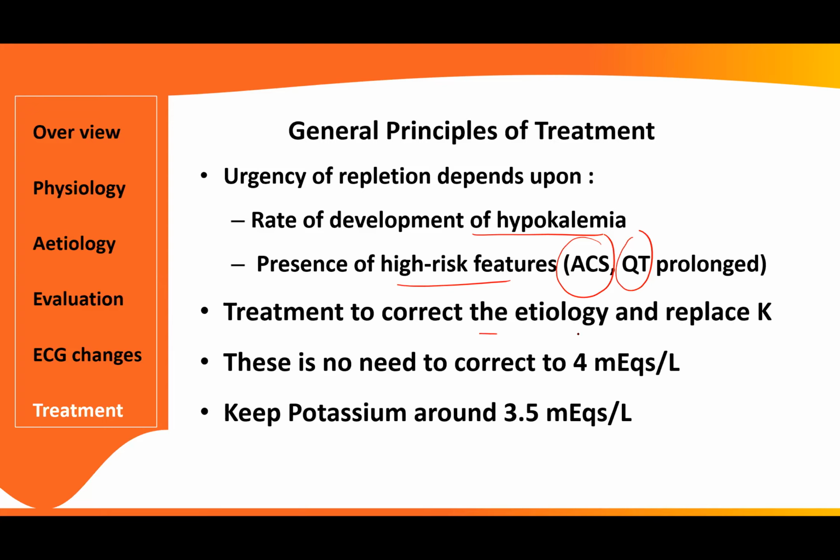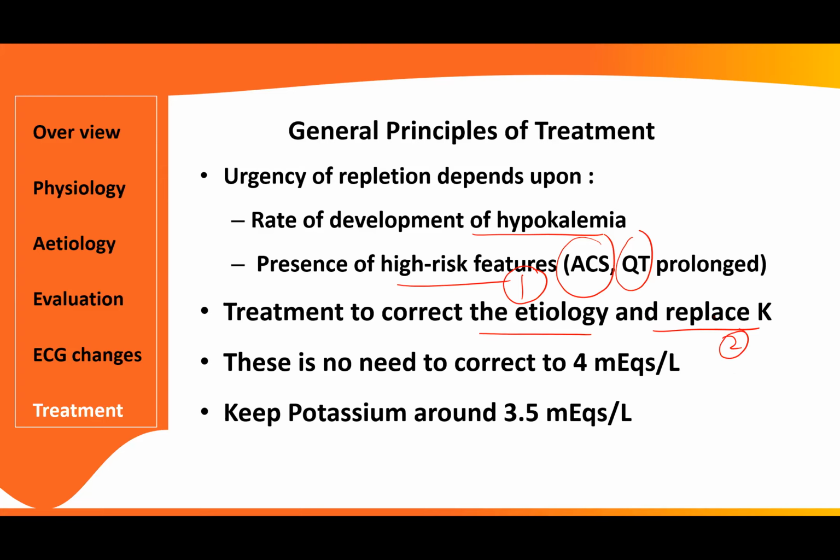Treatment is to correct the etiology and replace. Number one, what is the etiology? Laxative abuse, stop. Parenteral nutrition, look into that. And anorexia, see some feeding is given. And that is exactly supplementation. That is correcting the etiology. Diuretic use, stop the diuretic and replace the potassium.